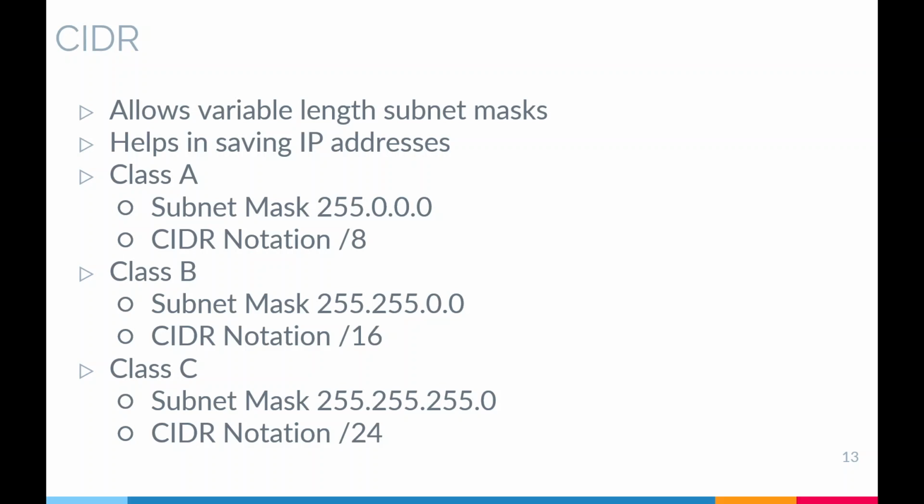Now, CIDR is not just a notation, but it will allow you to have variable subnet mask. So it can allow you to have a subnet mask of /1, /2, /16, /15, /23, and so on. So it's variable, thereby helping you to save IPs. Now that we have understood the CIDR notation, let's try to figure out the CIDR notation for a given IP address and a subnet mask.